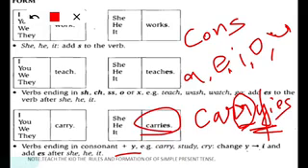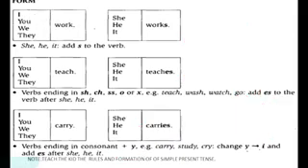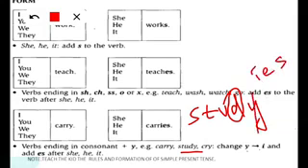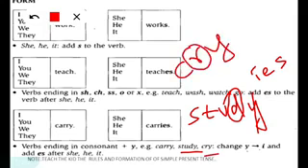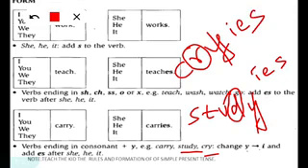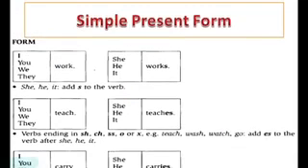Is it clear? Same way for study. S-T-U-D, in this D is a consonant. So after D you have Y. So you have to remove Y and add IES: studies. Same way cry. C-R-Y, as R is a consonant you will remove Y and add IES. So cries. Is it clear for everyone, children? Right. So that's all the formation of simple present tense.